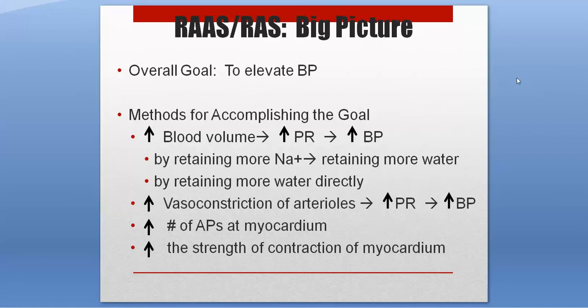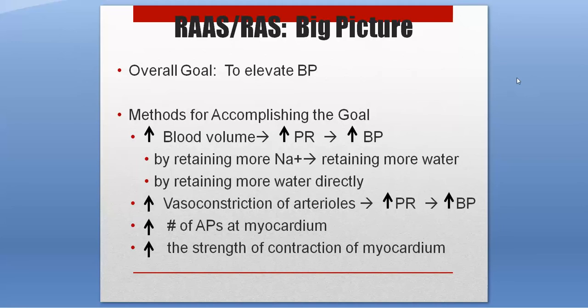In this video, we're going to talk about the RAAS system, the Renin Angiotensin Aldosterone system, or RAAS, or Renin Angiotensin system. So this is the big picture. The overall goal of this system is to elevate blood pressure, and that's accomplished in a few different ways.